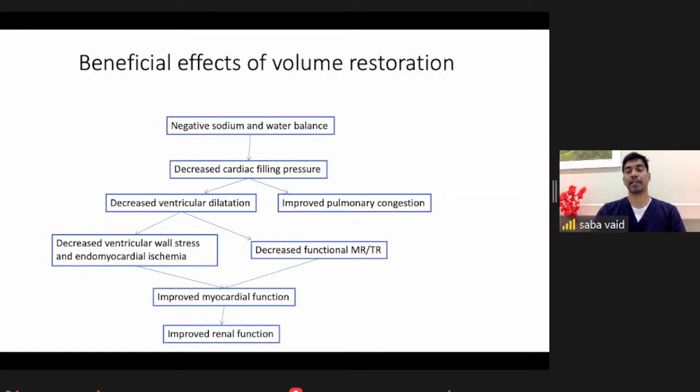Now, when you add a diuretic, it helps multiple systems. It improves the pulmonary congestion, alveolar edema, and thereby improves your oxygenation. So it helps the lungs. And in the heart, it decreases the preload. So your left ventricular end-diastolic volume and your left ventricular end-diastolic pressure are decreased. So the heart is happier, there is lesser ventricular stress, and so the contractility improves. And thereby, finally, the renal function also improves. So your heart is helped, your lung is helped, and finally, the kidney is also helped with the diuretic.